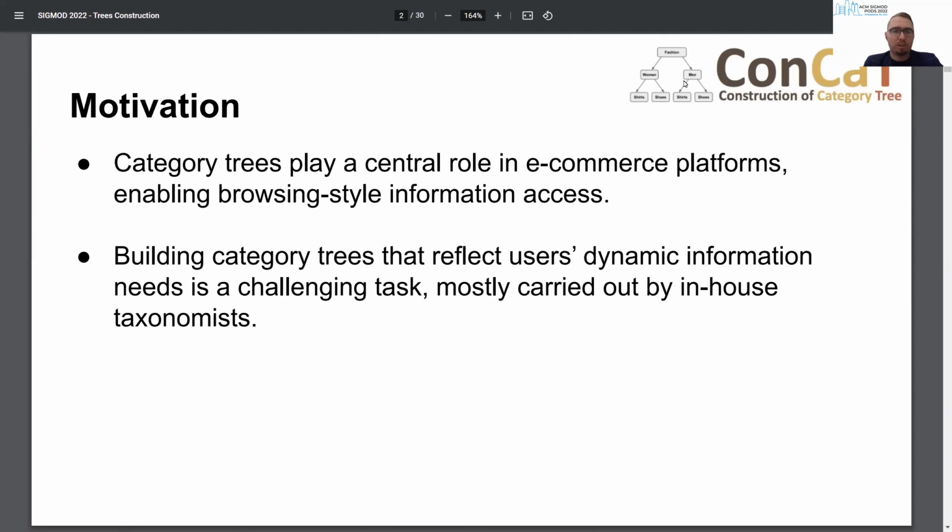So what is the motivation for this paper? As you probably know, if you have shopped on online e-commerce platforms, category trees play a central role there because they enable browsing-style information access. But building those category trees is a very hard task because it's mostly done manually by in-house taxonomists. So we are trying to automate this construction.